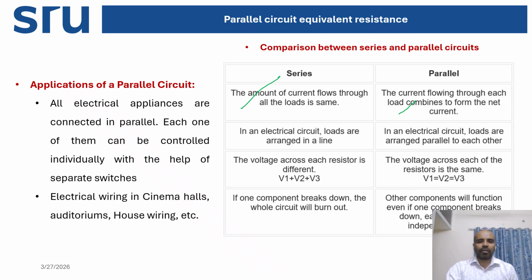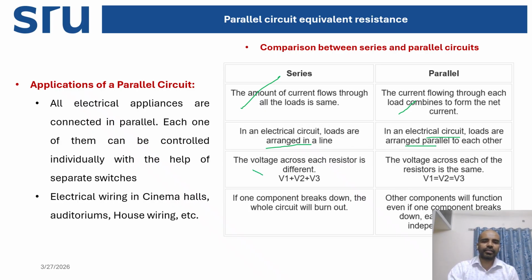Here the loads are arranged in a line. So in series, all are connected in a line. The same amount of current is flowing through each circuit element because there is one path for current flow. But in case of a parallel circuit, the loads are arranged parallel to each other.